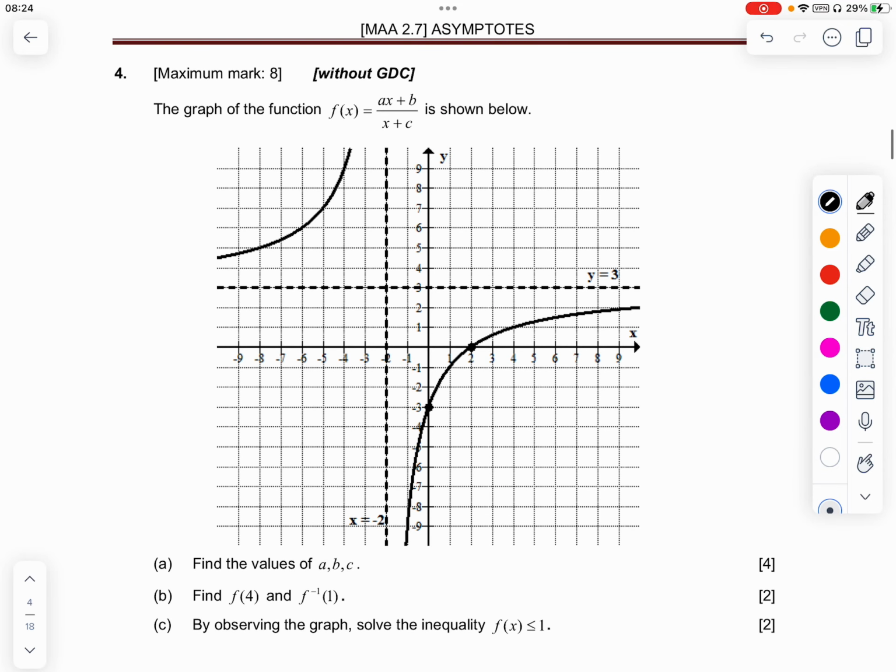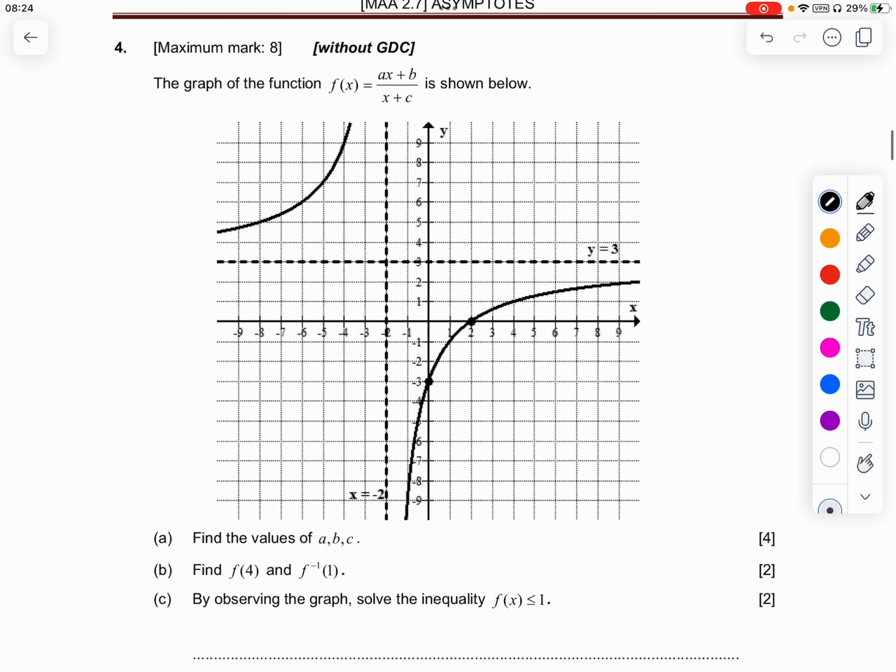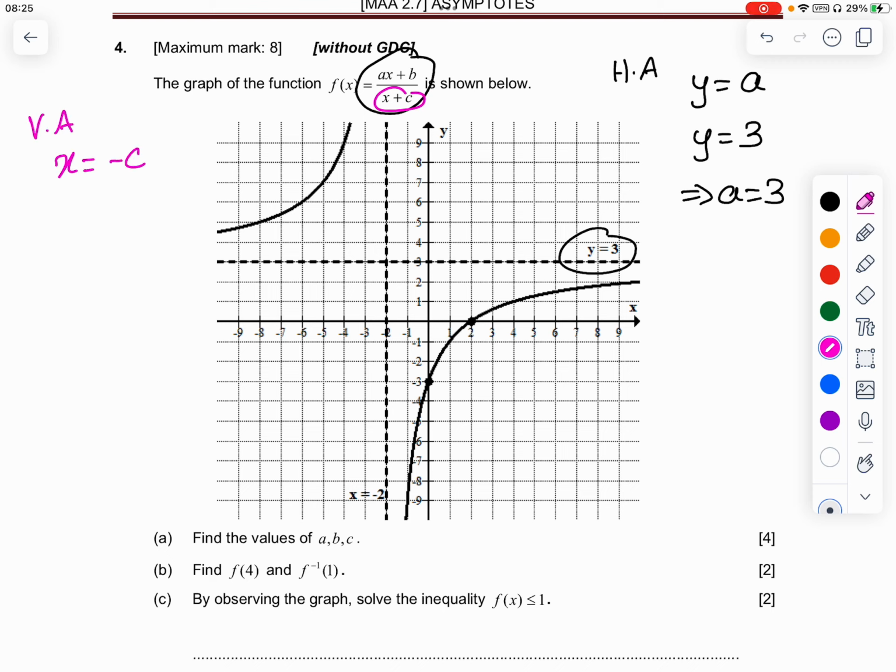Question number 5 or 4. The graph of the function f of x equals ax plus b upon x plus c is shown below. Find the values of a, b, c. Now clearly from the graph or from the equation, the horizontal asymptote is y equals a. Whereas from the graph, the horizontal asymptote is y equals 3. So it implies a equals 3. Next, from the equation, the vertical asymptote is denominator equals 0, x equals minus c. But from the graph, the vertical asymptote is x equals minus 2. So negative c equals negative 2. So c equals 2.